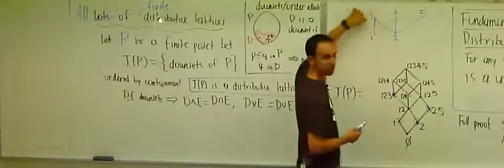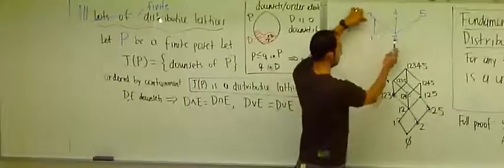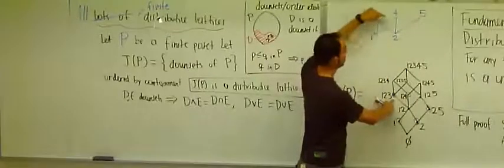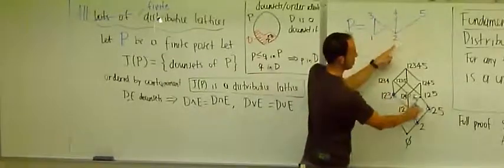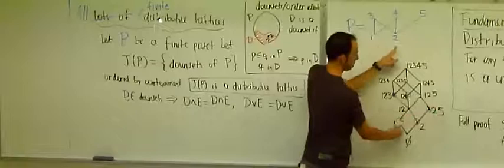So what is below 3? 3, 1, and 2. That's this guy. What is below 4? 4, 1, and 2. What is below 5? 5 and 2. What is below 1? 1. What is below 2? 2. Yep.